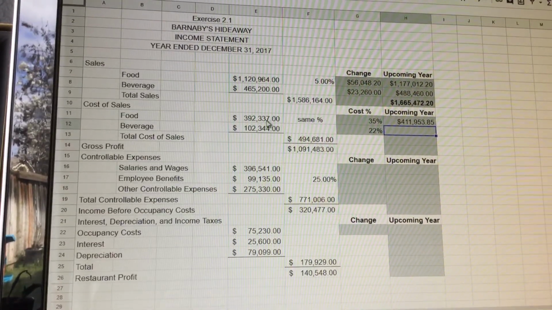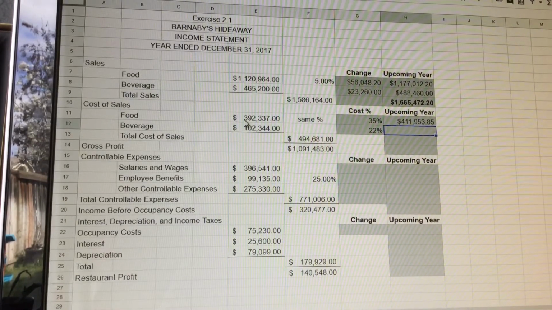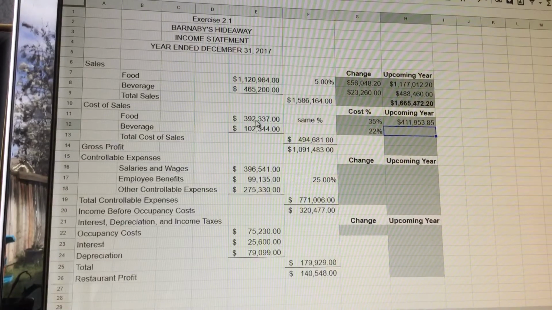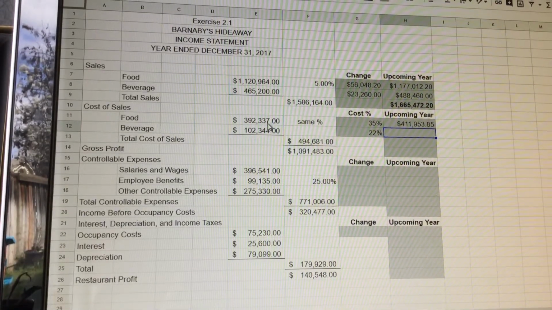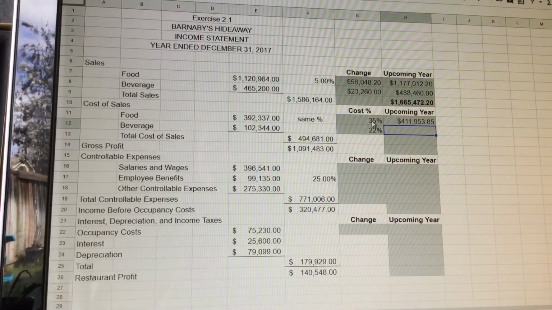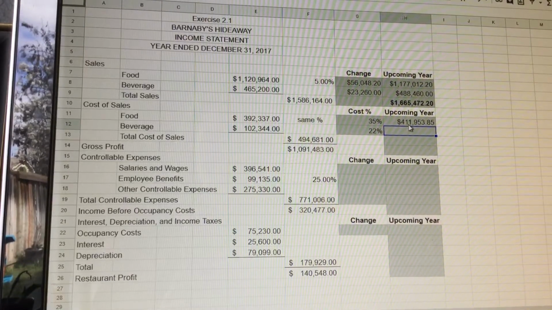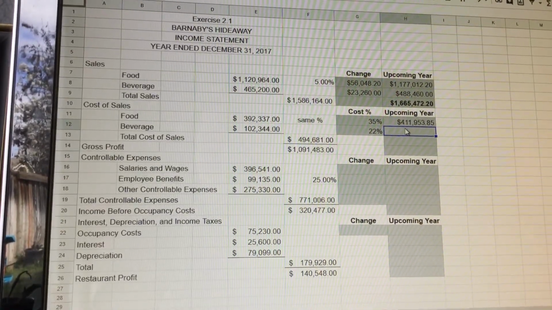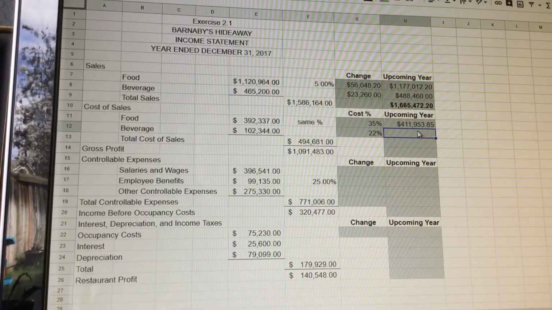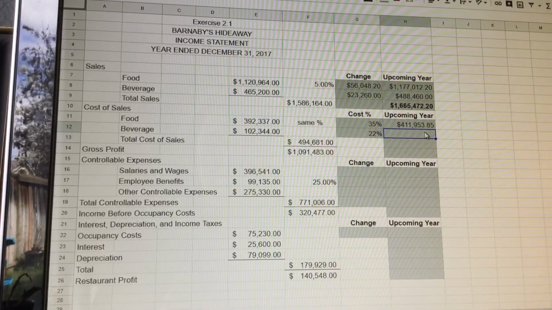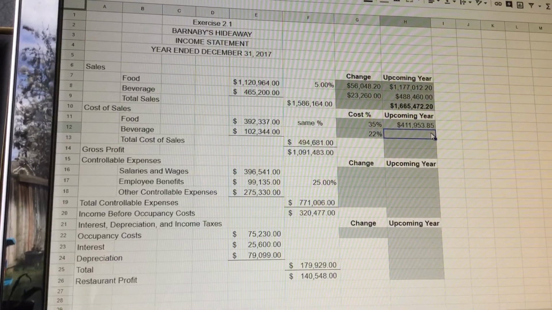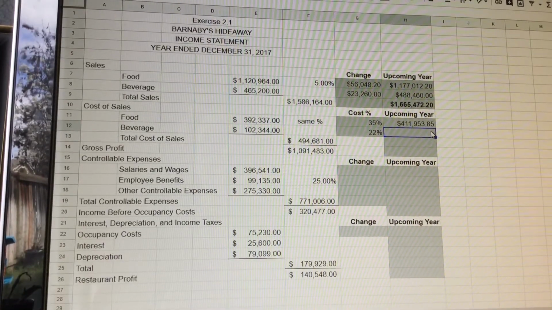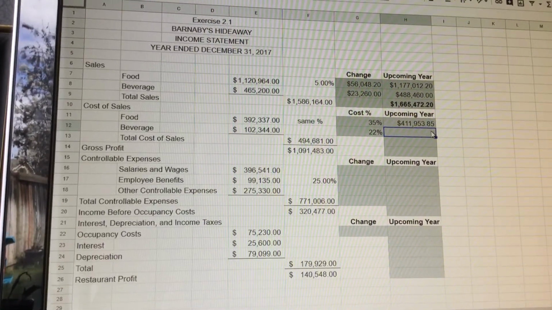So as you can see, last year the cost of sales for food was $392,337 with a 35% food cost. This year, however, with the same 35% food cost, we will spend $411,953.85 to have that same food cost percentage. And we'll do the beverage.